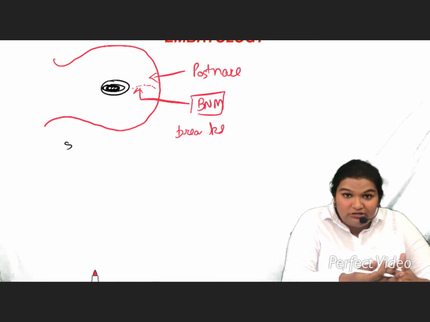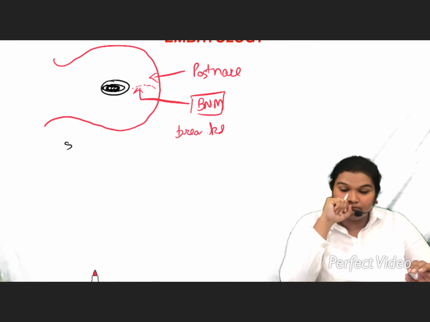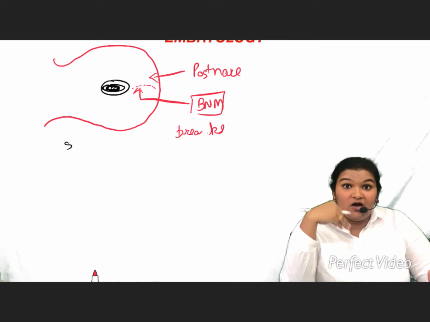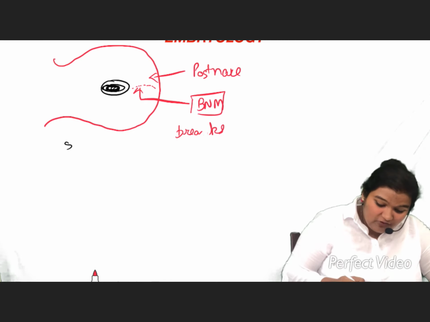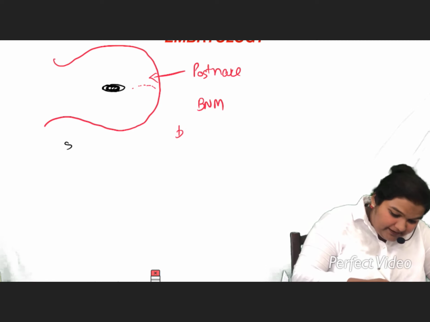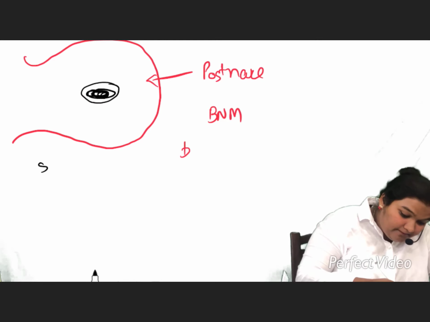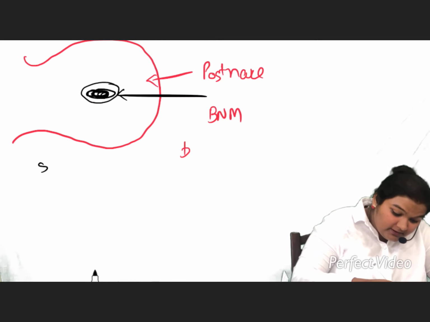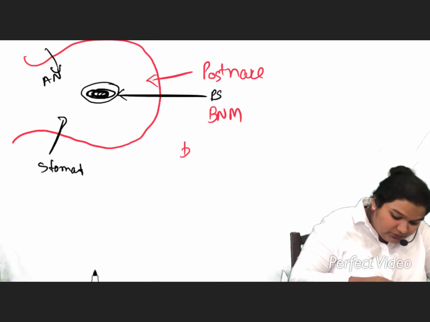At the time of birth, this bucconasal membrane breaks or disappears to form a patent posterior nare. So now we have the patent posterior nare, primitive streak, anterior nare, and stomatodeum.